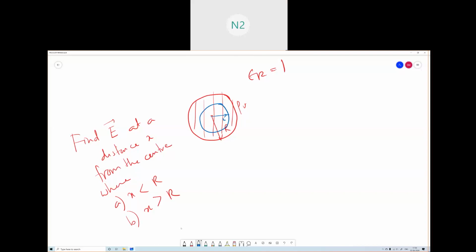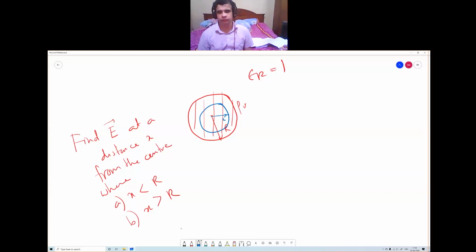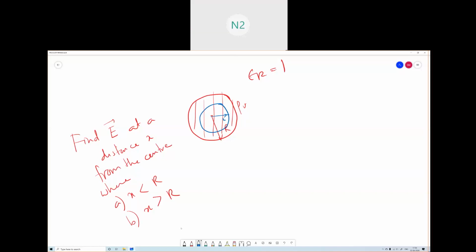Then the charge inside the previous sphere will be the same inside the modified sphere. Then we can directly use Gauss's law and find the flux. Will the charge be the same? What do you think? Will the charge be the same? No, sir.